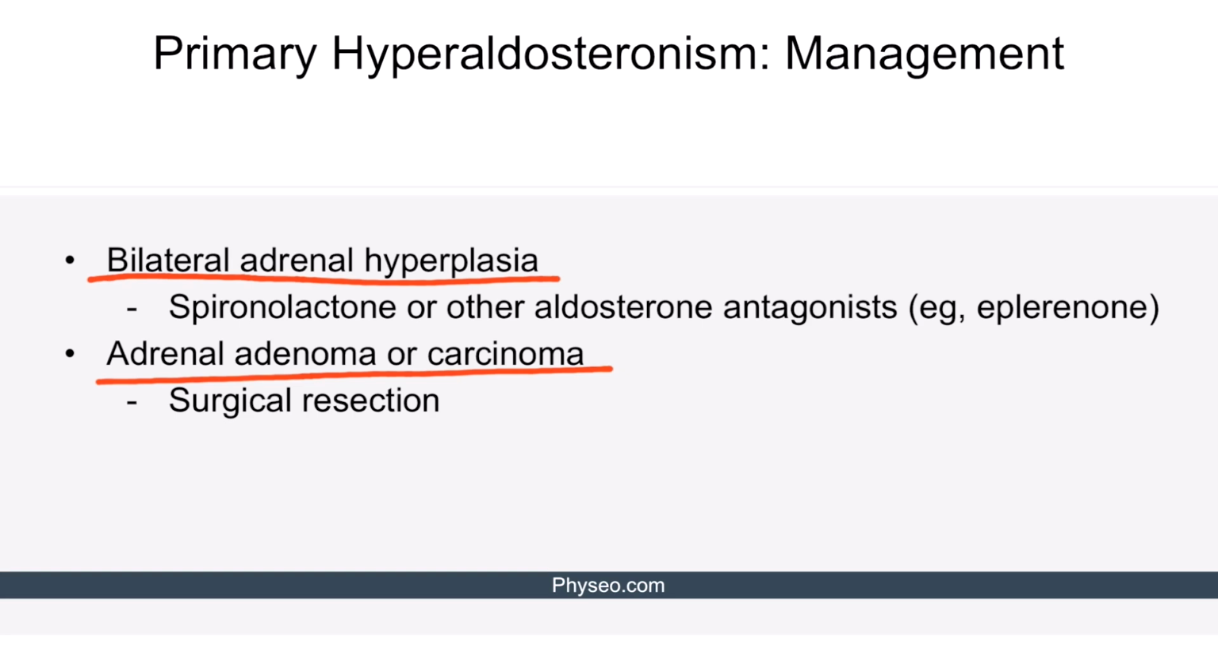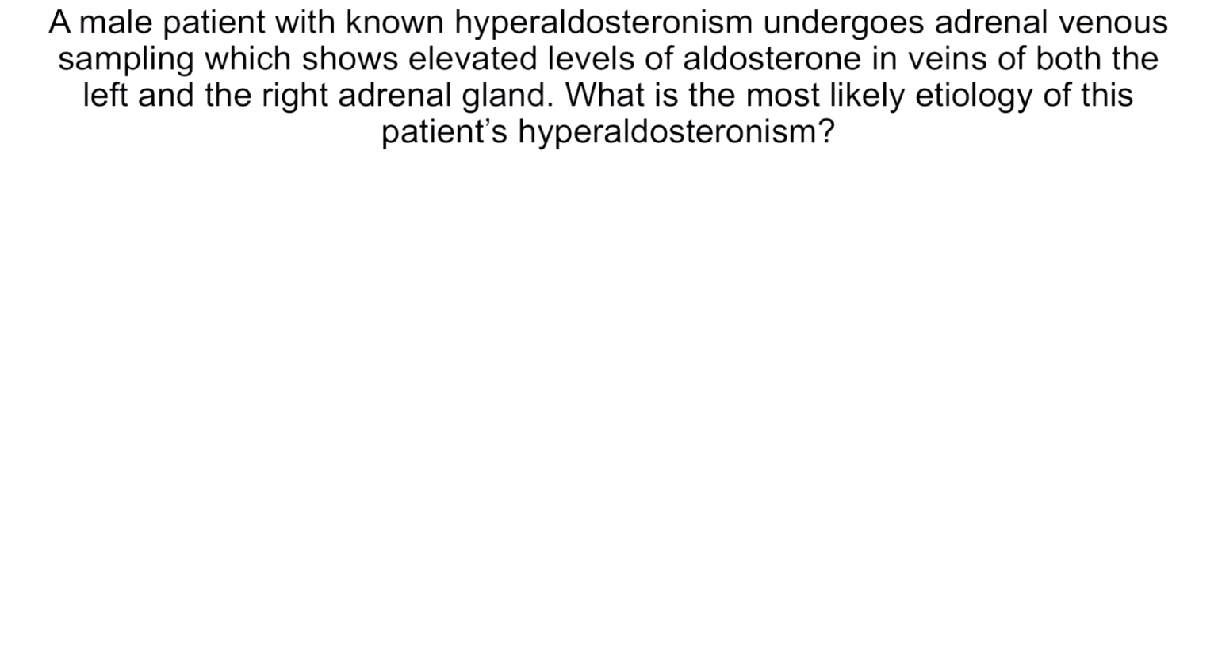these patients may get quite complex and most of it's beyond the scope of step 2. All right, let's finish up with the final question. A male patient with unknown hyperaldosteronism undergoes adrenal venous sampling, which shows elevated levels of aldosterone in veins of both the left and the right adrenal gland. What is the most likely etiology of this patient's hyperaldosteronism?